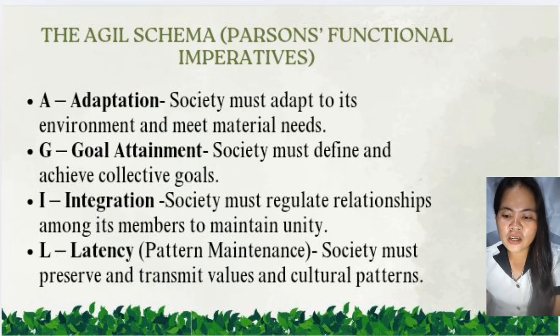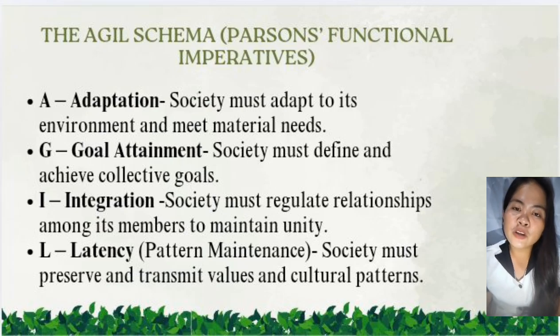Next is I, integration. This means that society must regulate relationships among individuals to maintain unity and cooperation. In education, schools promote social cohesion by enforcing rules and discipline, encouraging respect for diversity, and teaching shared values. Through classroom routines, school policies, and group activities, schools help students learn how to live and work together peacefully.